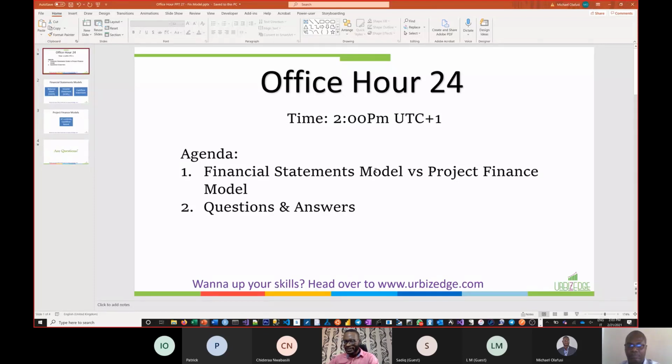We are going to do something really interesting and really not so common. We're going to talk about financial statement model versus project finance model. Hopefully a lot of us will get some insight into what the difference is between the two.